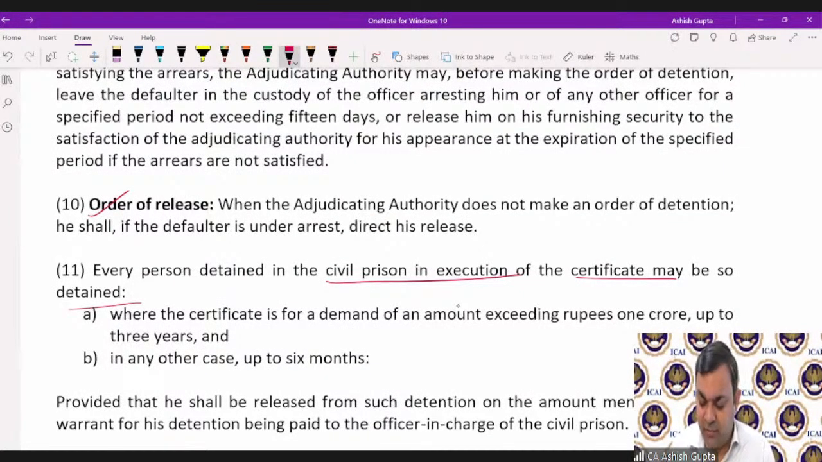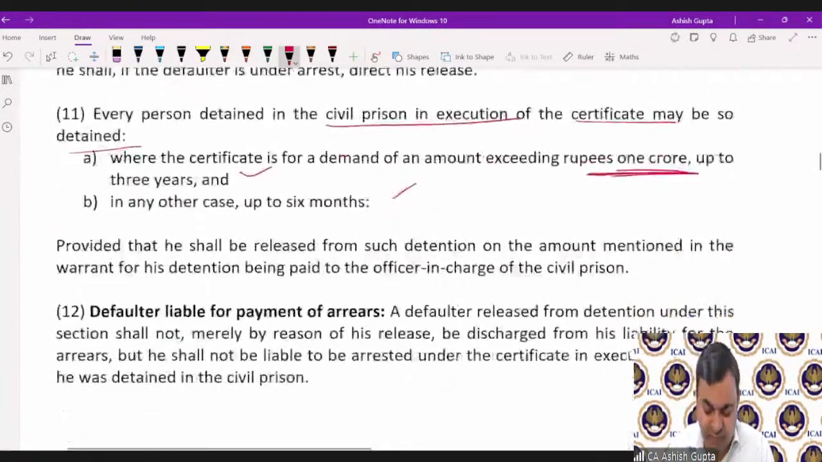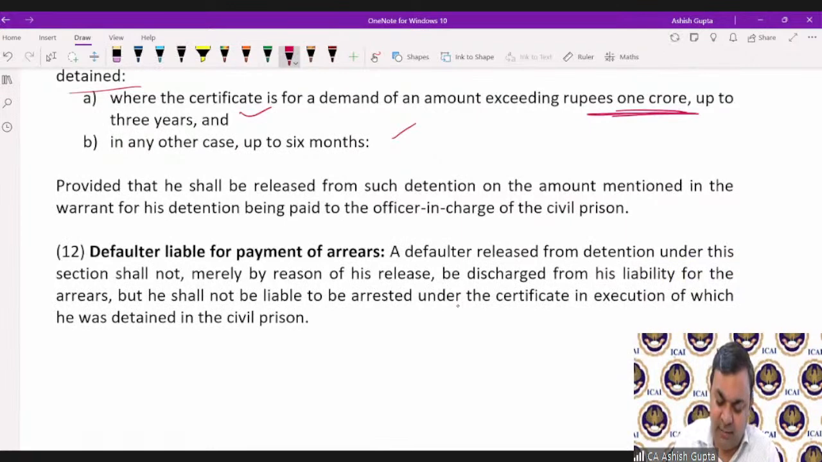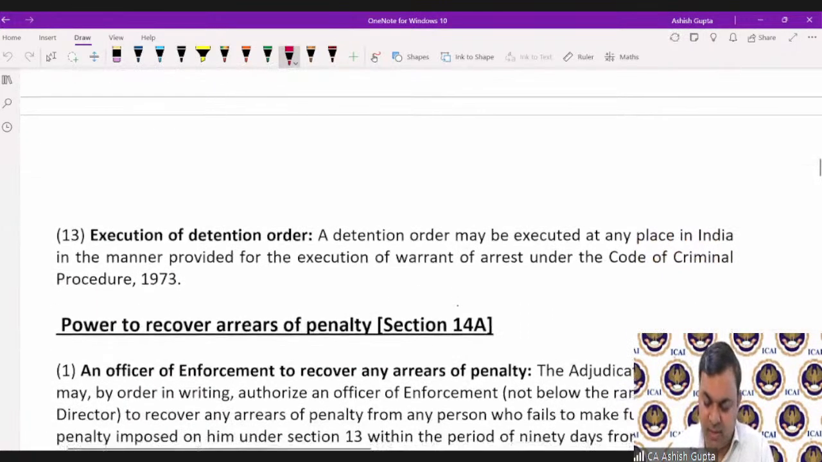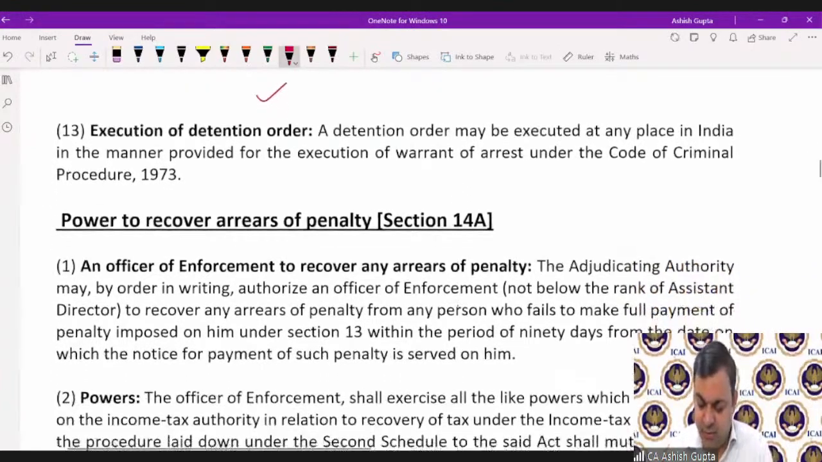Every person detained in civil prison in execution of the certificate may be so detained up to 3 years where the certificate is for the demand of an amount exceeding 1 crore, or in any other case, if the demand raised is less than 1 crore, then there is imprisonment up to 6 months. Defaulter liable to payment of arrears: a defaulter released from detention under this section shall not, merely by reason of release, be absolved. So if the person is released, it does not mean he is not supposed to pay anything. He needs to pay that amount also. Execution of detention amount. Okay.